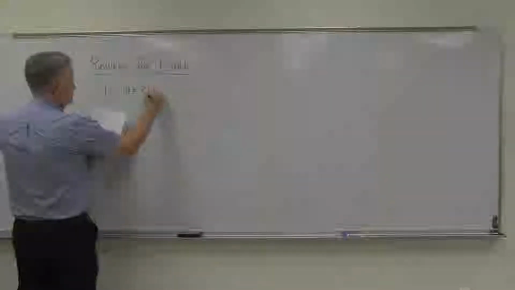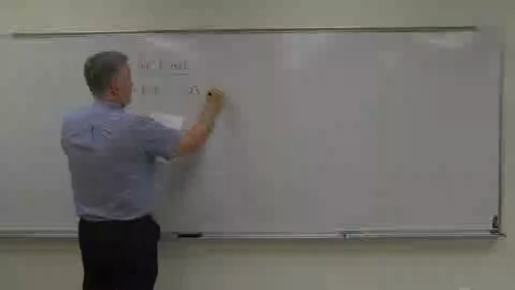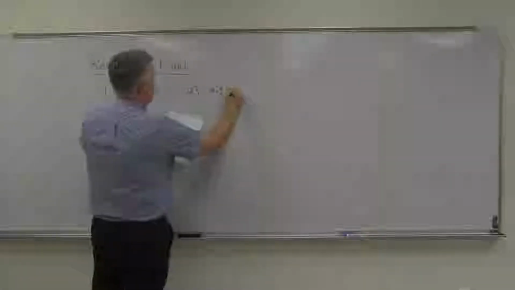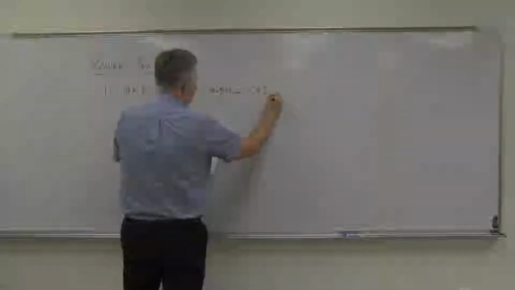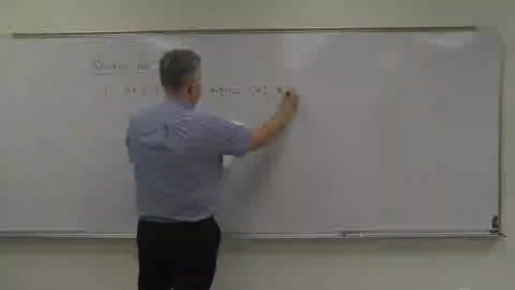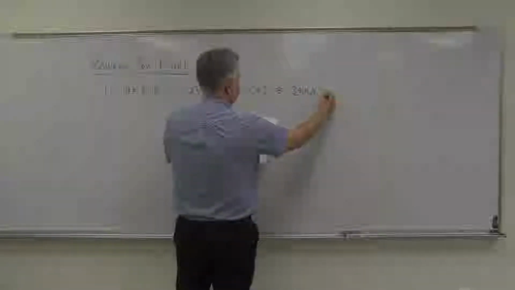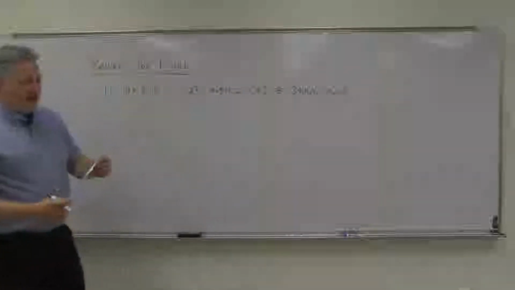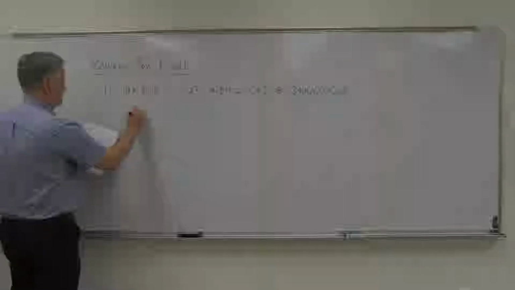So U, the universal set, is 1 through 12. Set A is 4, 6, 7, and 8. And B is 3, 4, 5, 7, 9, and 10. All right, so see if we remember a few of these things.